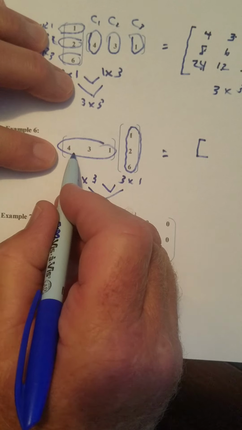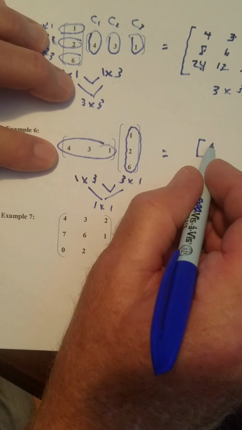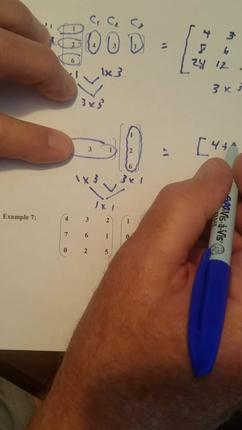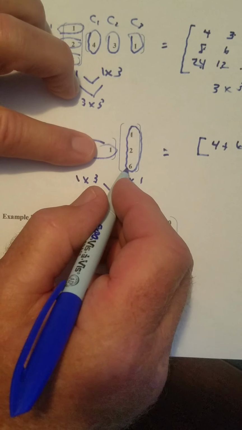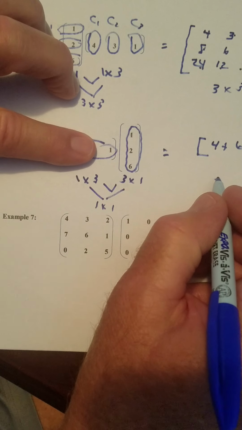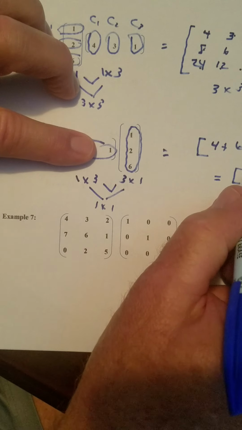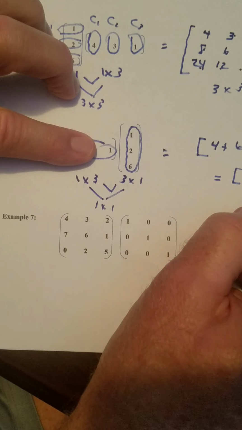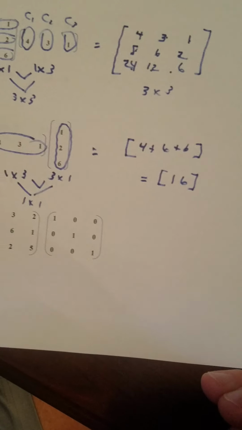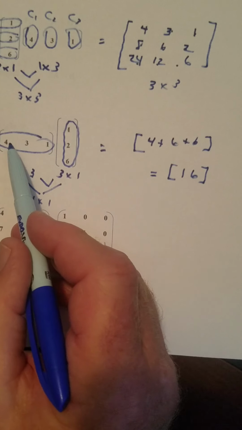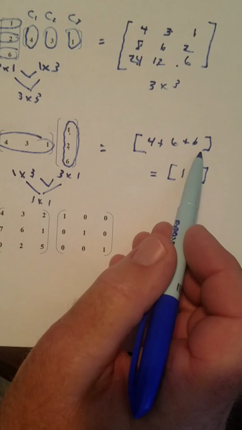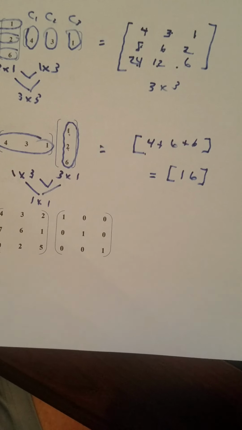We're going to take 4 times 1 is 4, plus 3 times 2 is 6, plus 1 times 6 is 6. Oops, I'm sorry. Go back over. I took 4 times 1 to get 4, 3 times 2 to get 6, and 1 times 6 to get 6. When you add those, you end up with 16.